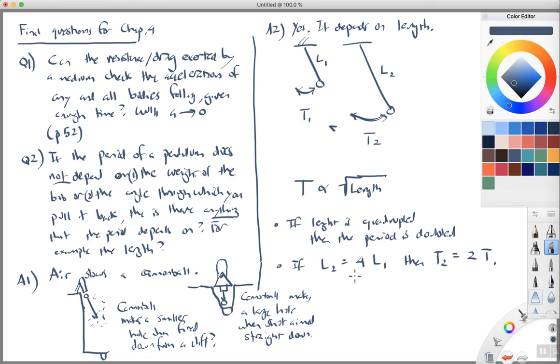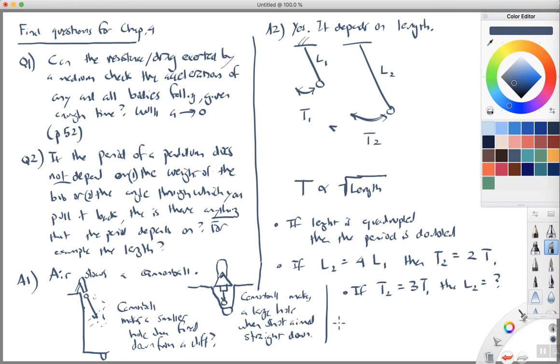I'll ask you this question, see if you can figure it out. What would it take to triple the period? So if you wanted this one to have 3 times the period of this one, what would you have to do to the length? So if we want T2 to be equal to 3 times T1, then L2 would be equal to what? Okay, so I'll let you think about that.